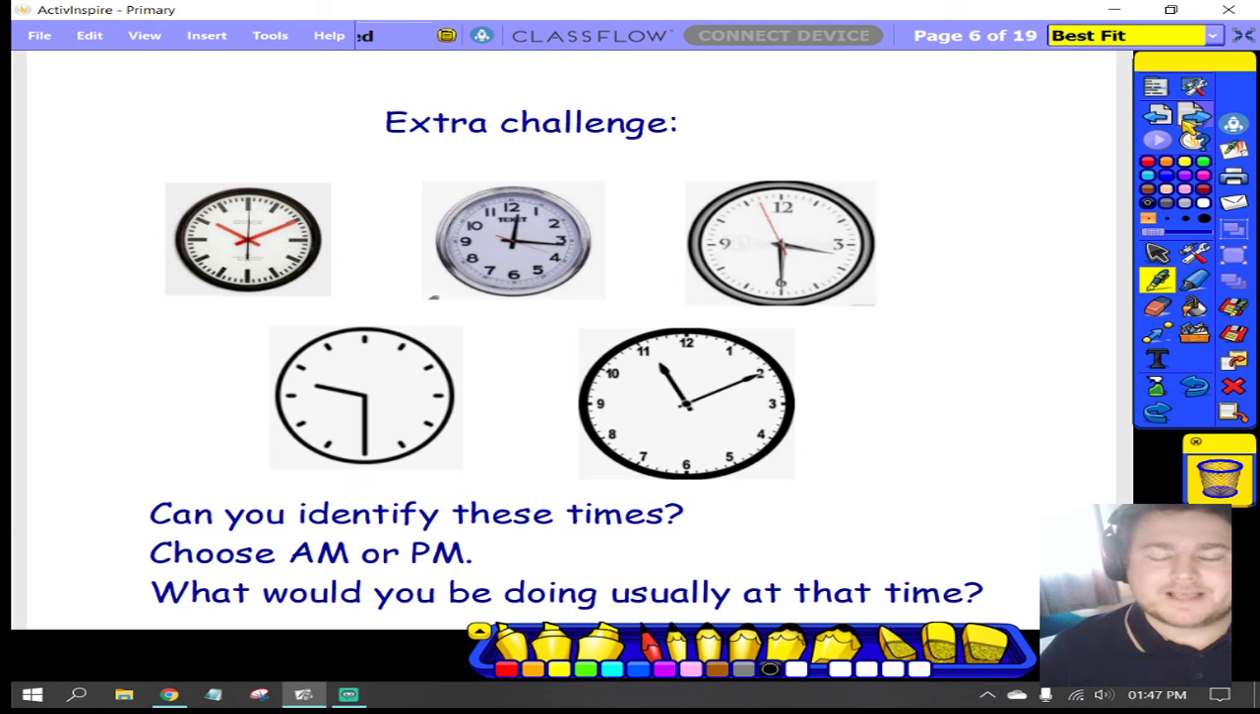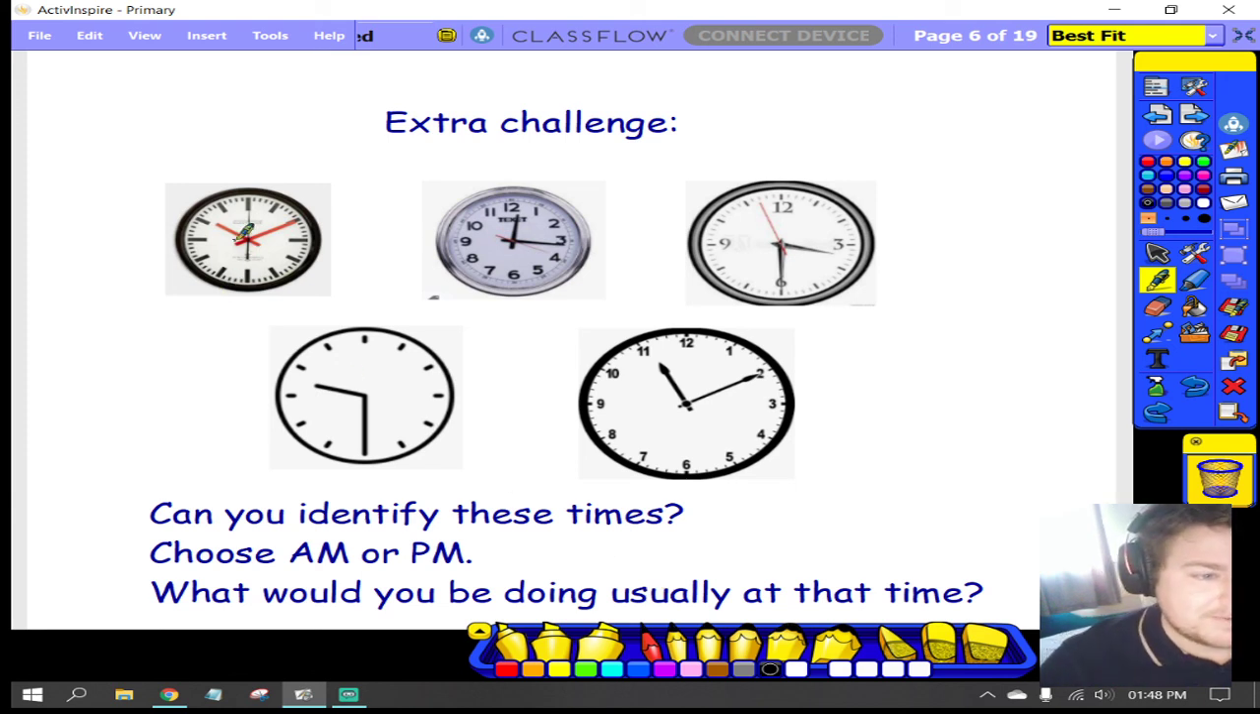Okay. So that was today's lesson. We've got an extra challenge here if you would like to try it. Can you identify these times? You can choose AM and PM as well. If that's a bit too tricky, just choose whether they're AM and PM. And then, what would you be doing usually at those times?